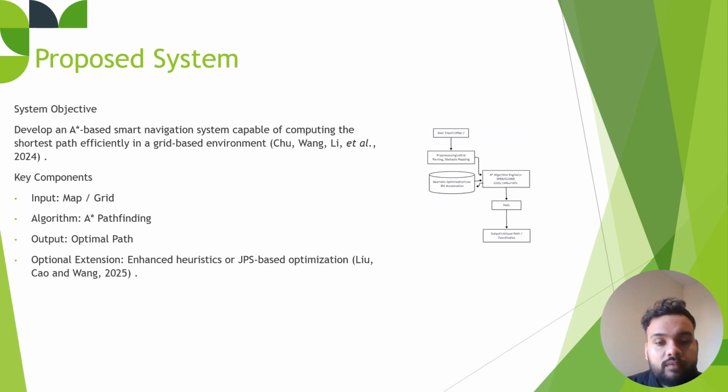In what we are proposing, our system objective is to develop an A*-based smart navigation system that can efficiently compute the shortest path in a grid-based environment. The architecture is straightforward but effective. The key components are: first, we take input in the form of a map or grid representing the environment. This feeds into a pathfinding algorithm engine, which processes the data and computes the optimal path. The output is the route, which we can visualize or feed into navigation systems.